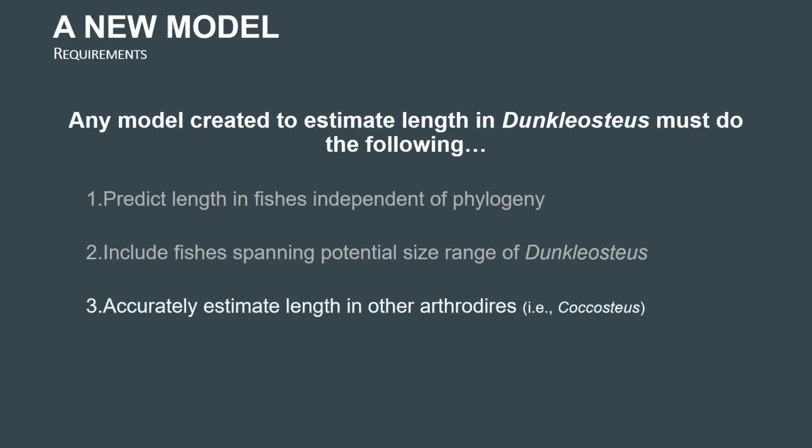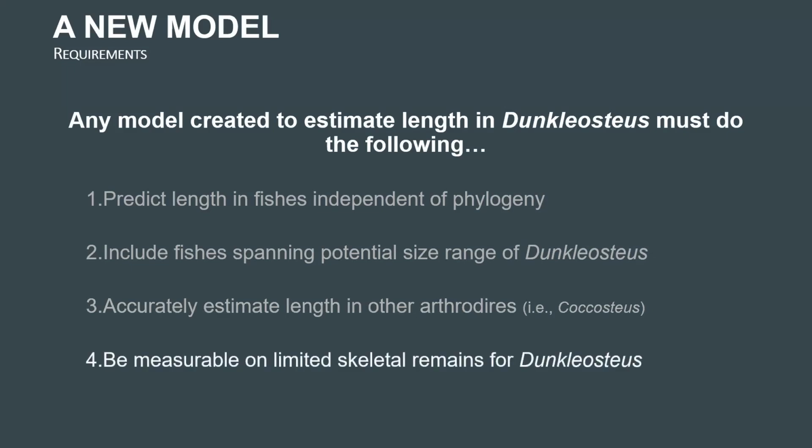It must accurately estimate the length in other arthrodires like Acosteus, because if it doesn't do that, what's the chance that it works on Dunkleosteus? And then it must be measurable on the very limited skeletal remains we have of Dunkleosteus. This is a very tall order, but it turns out this is actually something we can accomplish.